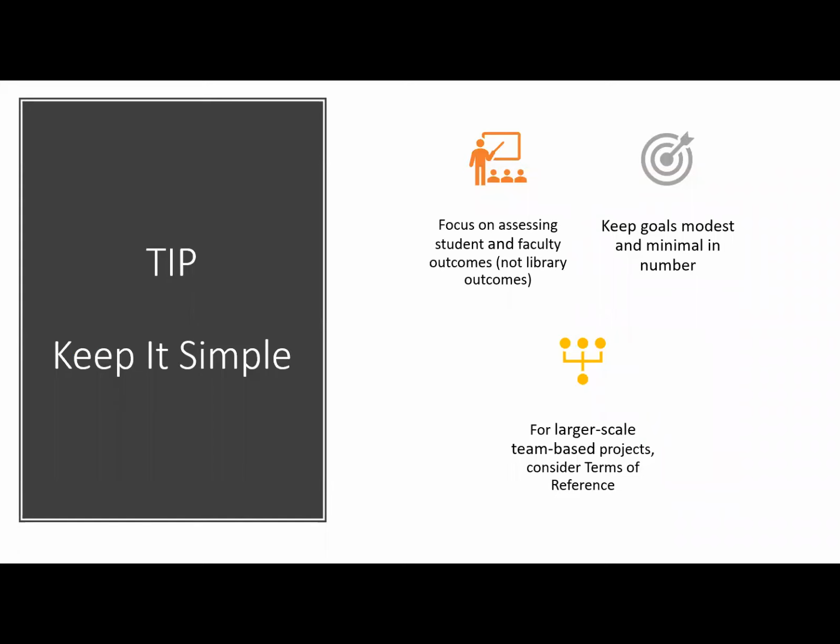Here's a tip: keep it simple. Focus on assessing student and faculty outcomes and not necessarily library outcomes. And let me give you an example. So as an individual liaison librarian, think about assessing the improvement in grades for senior capstone papers. Are those grades improving compared to previous years by changes in your involvement or additions to your involvement?